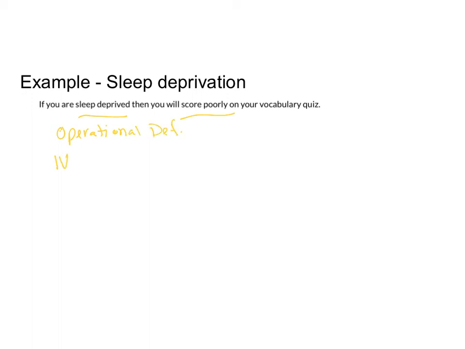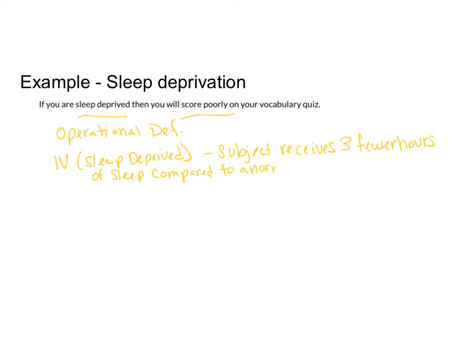The first is going to be for the independent variable, which is sleep deprived. So I might say sleep deprivation is where the subject receives 3 fewer hours of sleep compared to a normal night. This will allow for individuals who may get different amounts of sleep per night to still participate in my study.